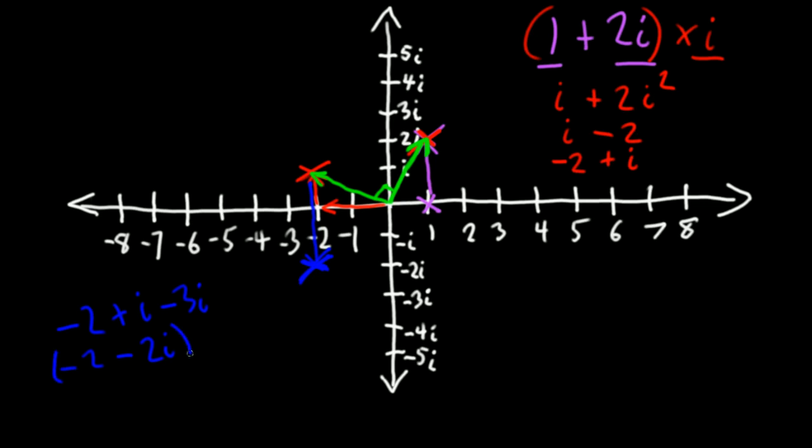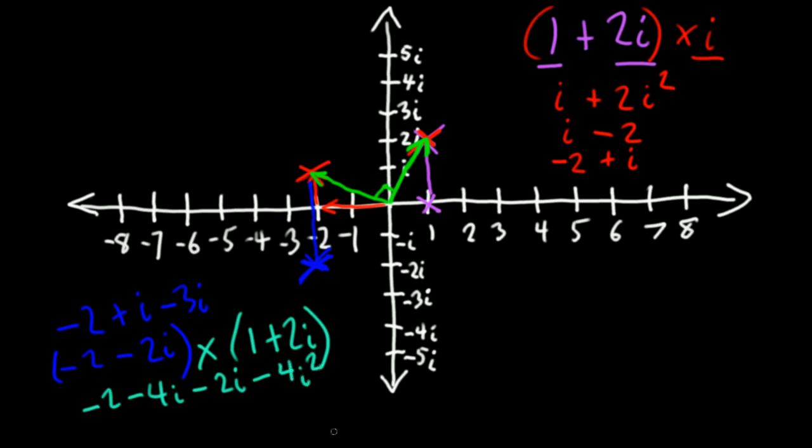What if we were to take this point and multiply it, let's say by a number that is 1 plus 2i, the number that we started with? Well, -2 times 1, that's -2. -2 times 2i, that will be -4i. Now -2i times 1 is minus 2i, and -2i times 2i, that's minus 4i squared.